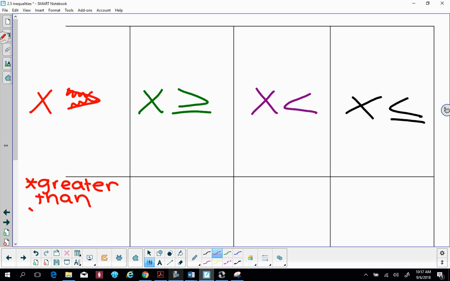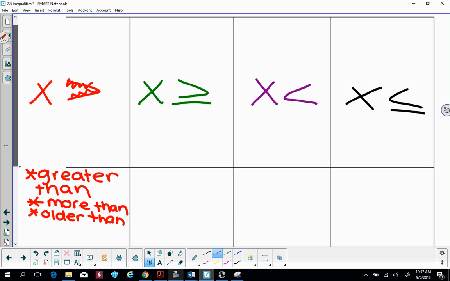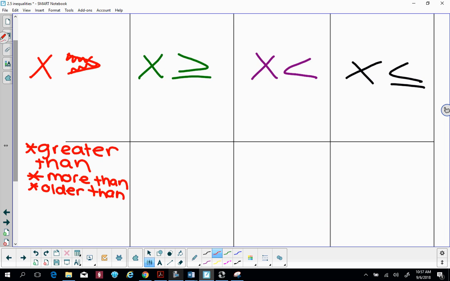Other words that could signify greater than are like more than, older than. So we're going to be looking at word type problems too. Older, I'm writing older twice. So if we see words that look like greater than, more than, older than, we know the sign should look something like this.